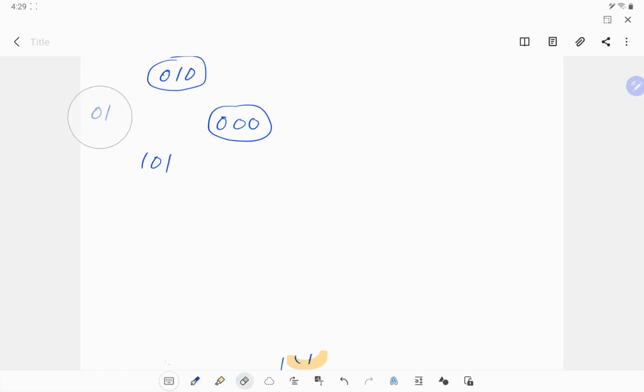Let's see another example. In this example, we have 0 1 0, then 0 0 0, then 1 0 1, okay, 0 1 0 again, so we don't need that 0 1 0. So that's 3 numbers it should be counting.